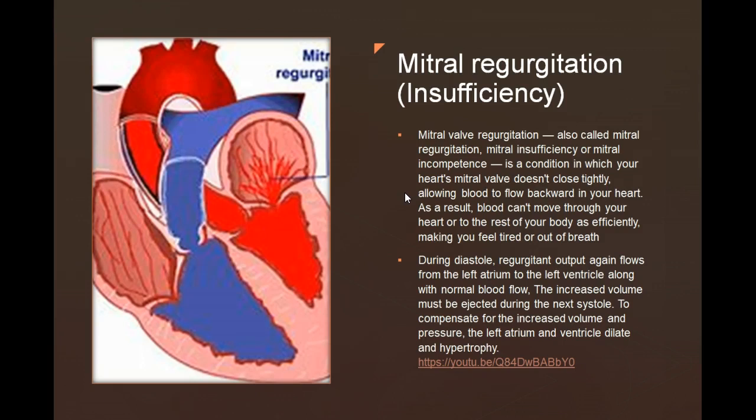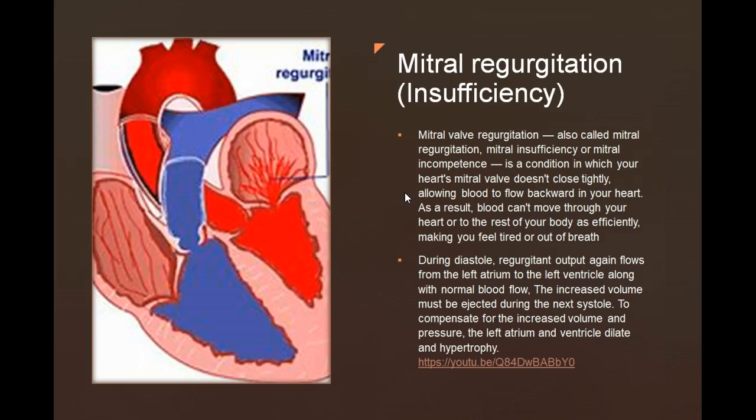The next cardiac valve issue is mitral regurgitation or insufficiency. So you can see there on the left the mitral valve. With any type of regurgitation, basically it's a condition in which the heart valves don't close tightly enough, which allows blood to flow backward. So instead of the left atrium being able to push all the blood out, it pushes the blood out, but then the mitral valve doesn't close completely, and some of that blood flows backwards into the atrium.